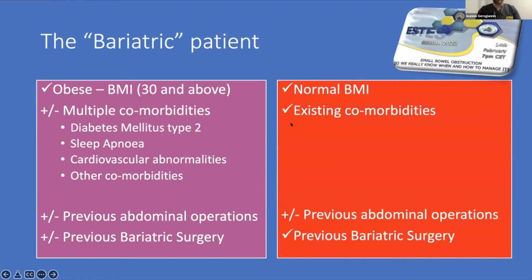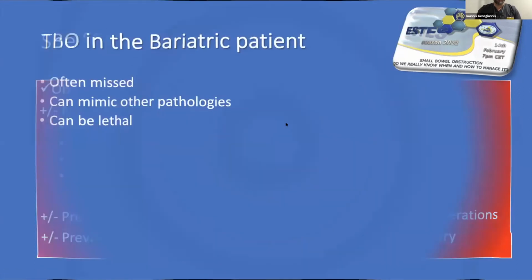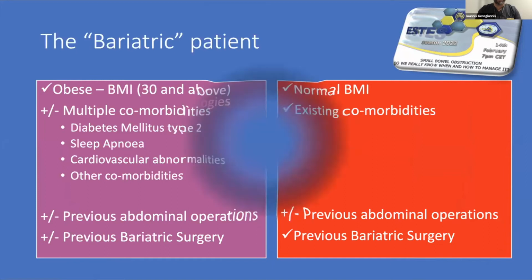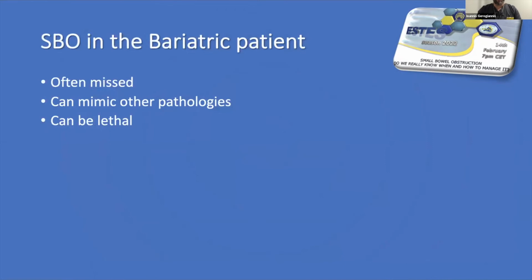The second part is a bariatric patient that had a previous bariatric surgery, and now the BMI is normal, has existing comorbidities, some of which may have disappeared after bariatric surgery, plus or minus previous abdominal operations. So we have two types of patients when we say bariatric patient. All of them have some difficulties in management. Small bowel obstruction in the bariatric patient is often missed, it can mimic other pathologies, and of course can be lethal.